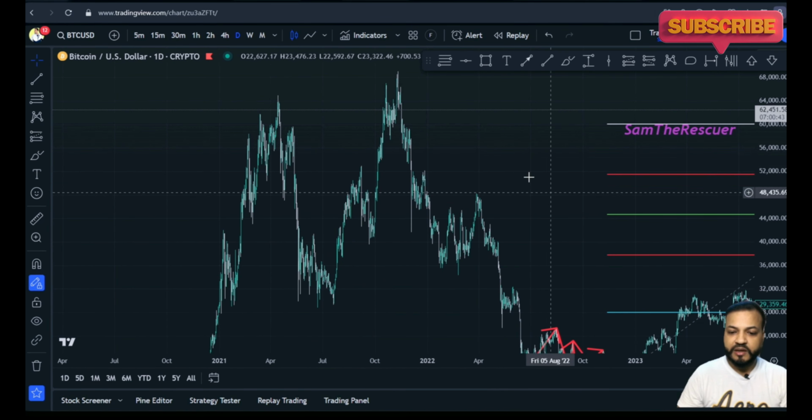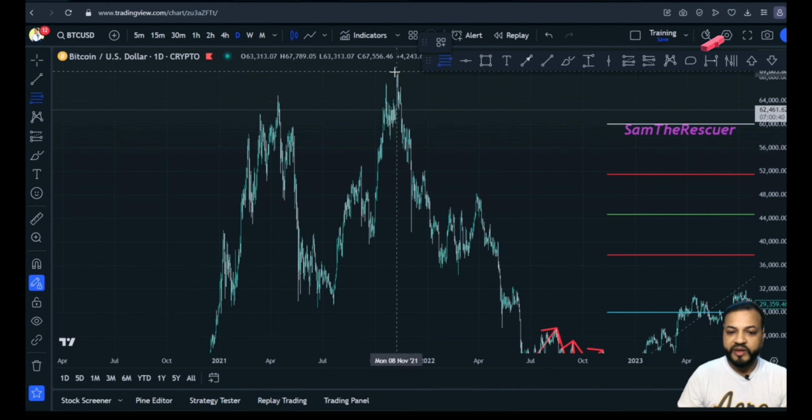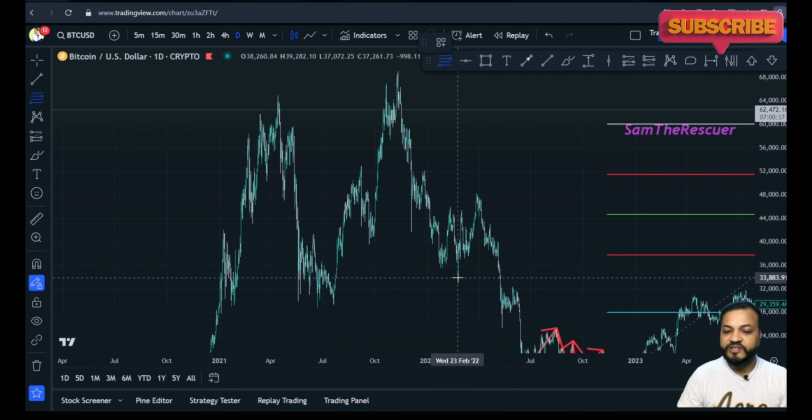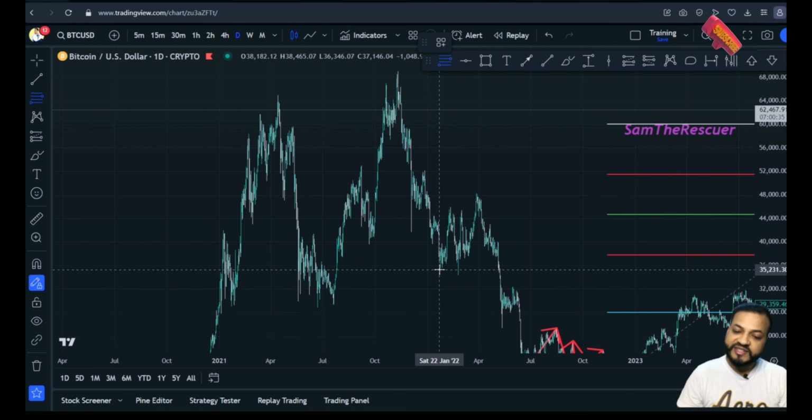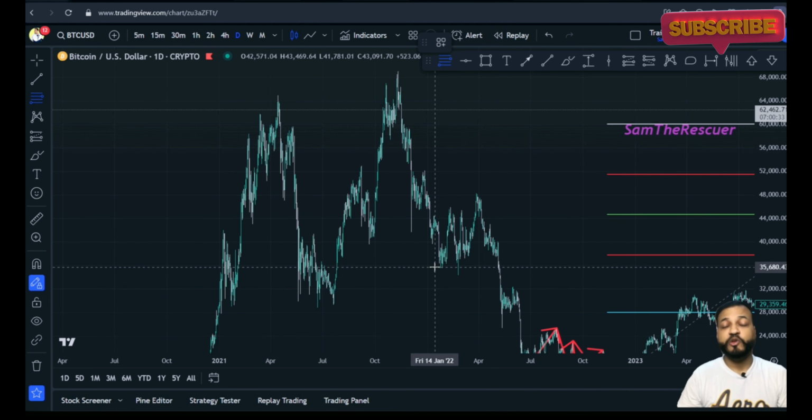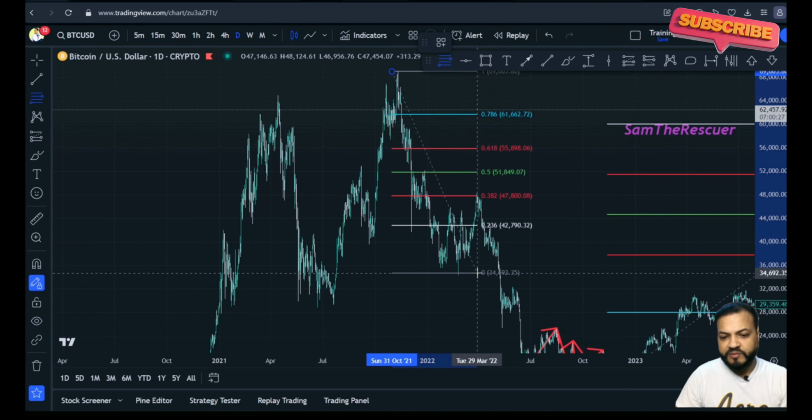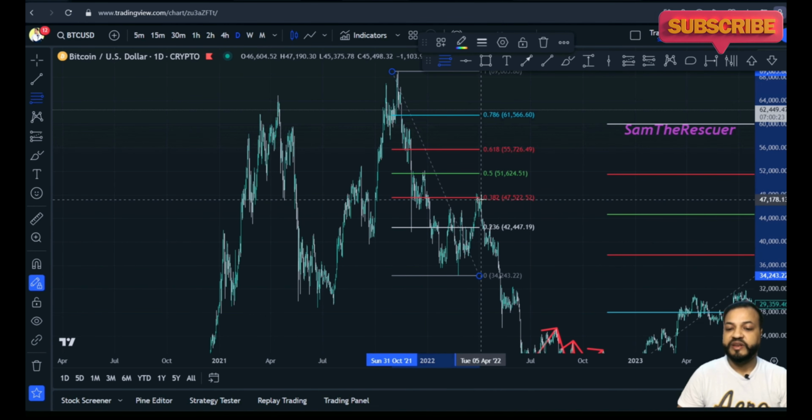Let's say about this one. When you draw from here till here, not this one. Why this one? Because this is the lowest point. You can check this as well. Checking is not bad. You have to keep practicing which one to consider. But I would say take this one and you check this. What do you see? 38.2%.